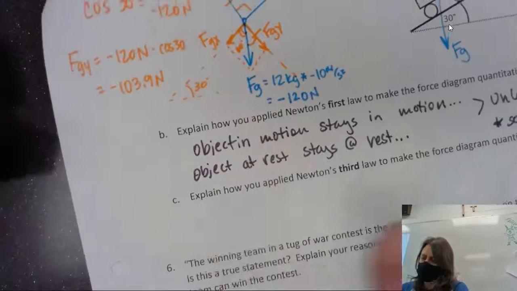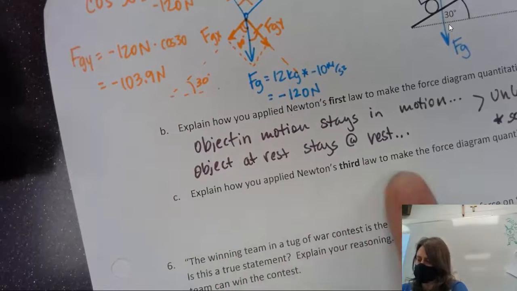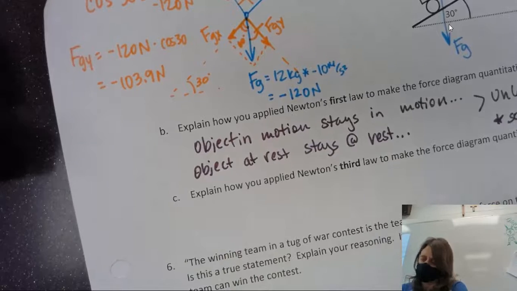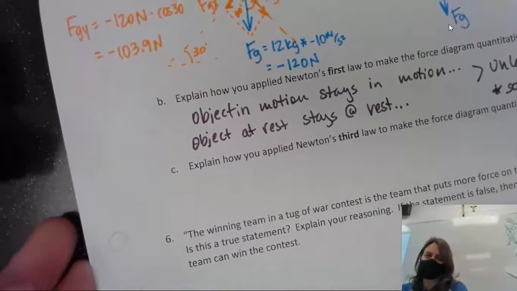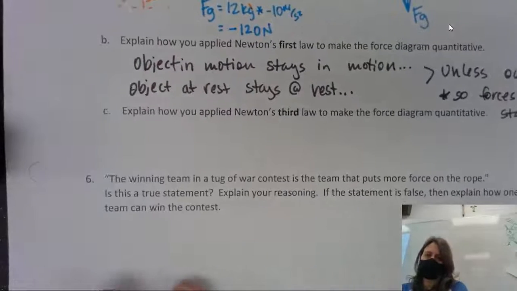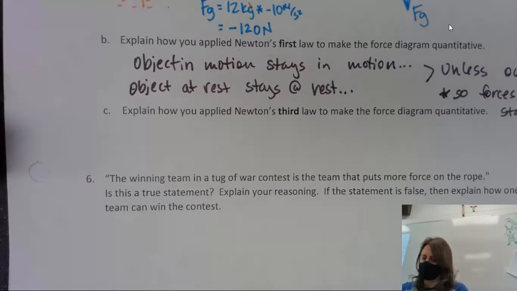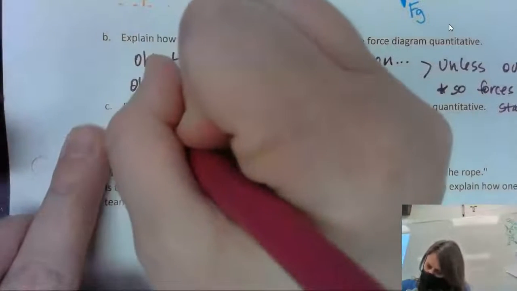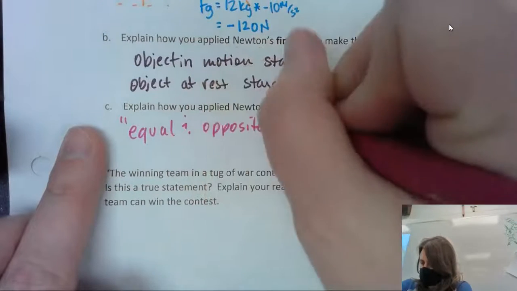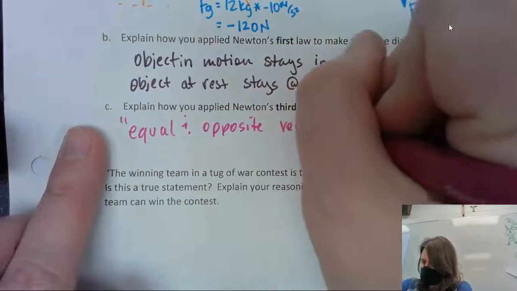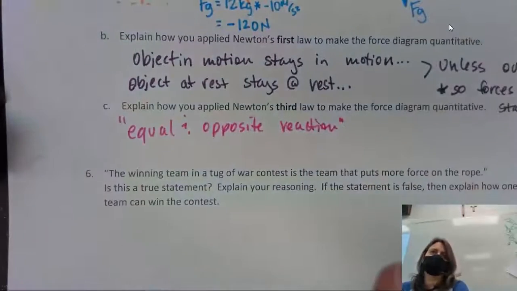Okay, and this is: explain how you applied Newton's third law to make the force diagram quantitative. So Newton's third law is for every action, there's an equal and opposite reaction, right? And so I'm going to write, change colors. So how did we use that idea? It was kind of subtle.